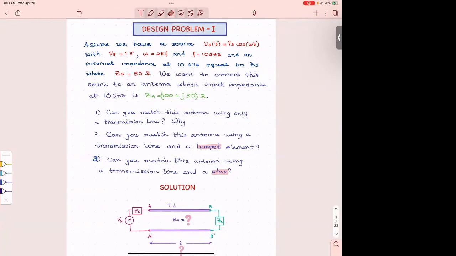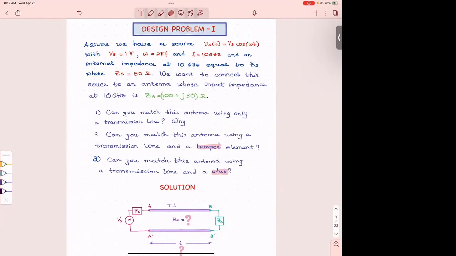So one design that we've learned was the quarter wavelength transformer. What did we say about the quarter wavelength transformer? It always matches something, but what does it match? A real load to a real internal impedance of a source. So if the antenna had only a real impedance, 100 ohms, then we would be able to use a quarter wavelength transformer. Do you agree? On the basis of what we learned, what does a quarter wavelength transformer do? Do you remember?